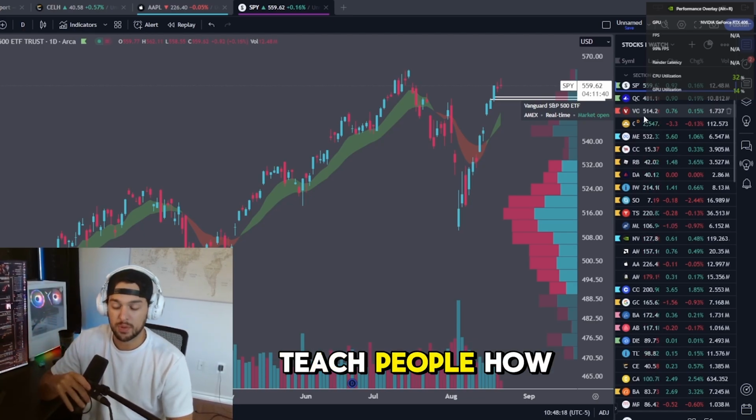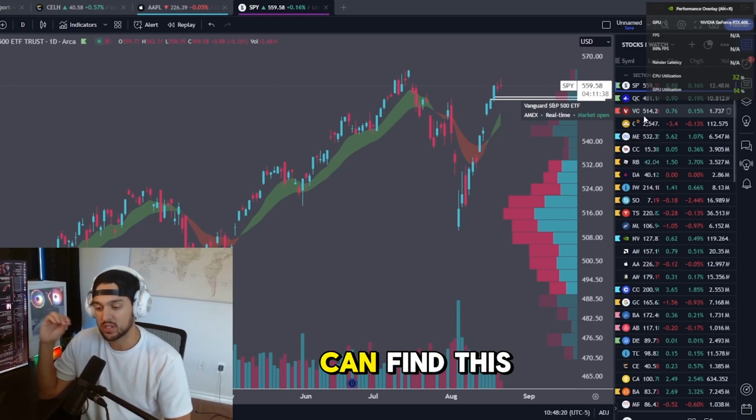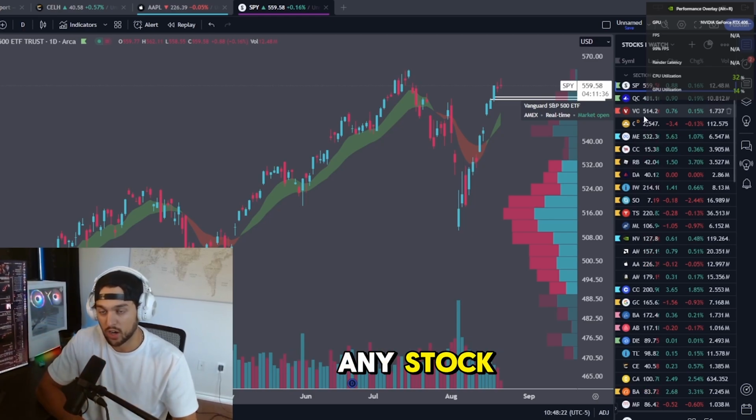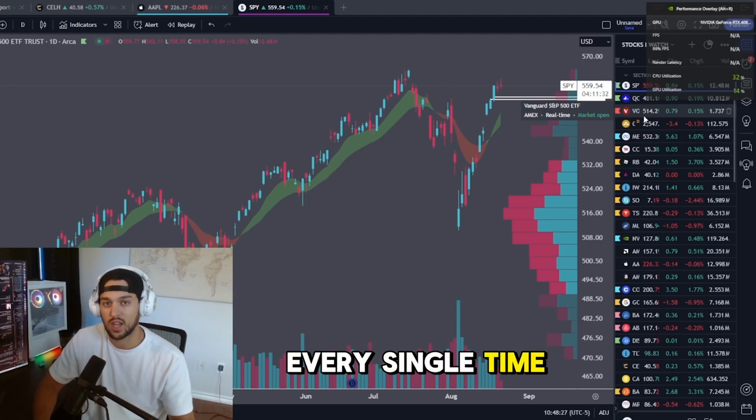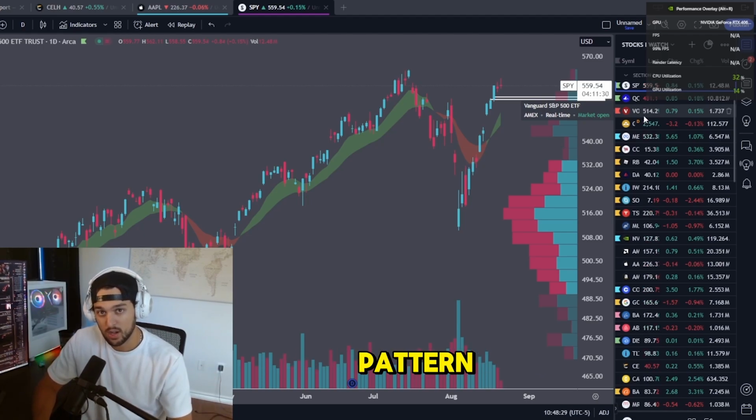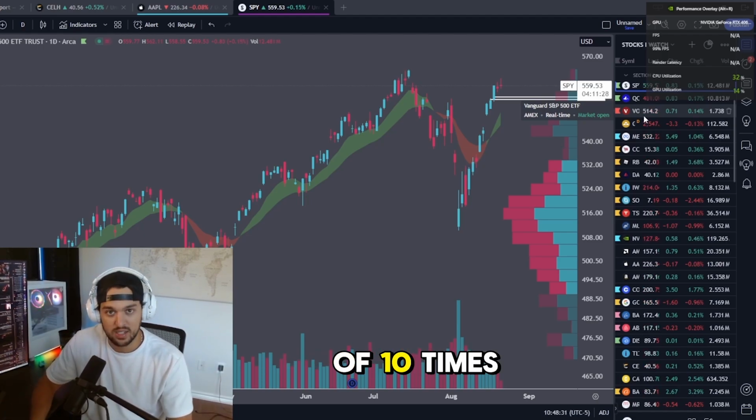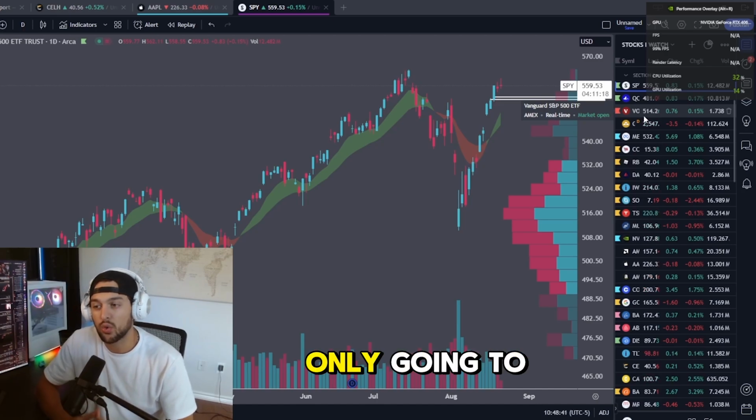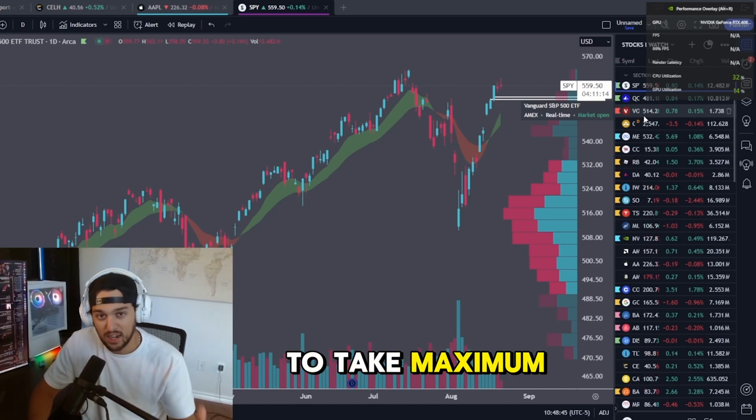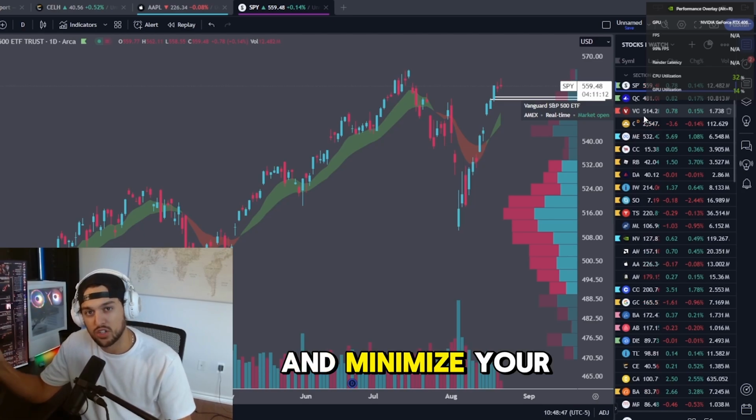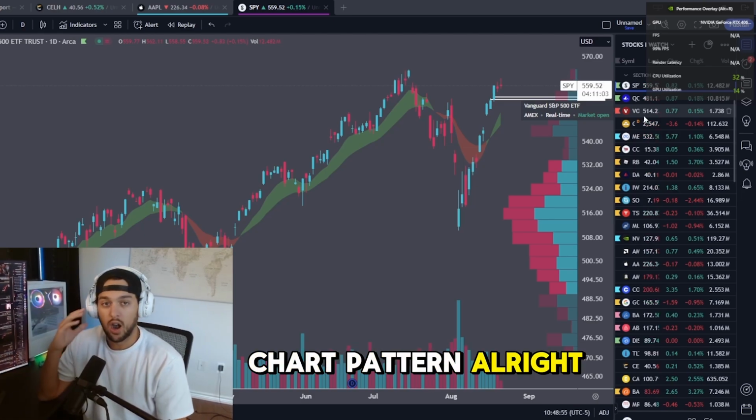I really want to teach people how to master this, because if you can find this chart pattern on any stock, ETF or anything out there, and you do the same thing every single time with this chart pattern, you're bound to win 8 out of 10 times. And the thing is, you're not only going to win, but you're going to master it. So you're going to be able to take maximum profits and minimize your risk with this chart pattern. All right, but let's get into it.